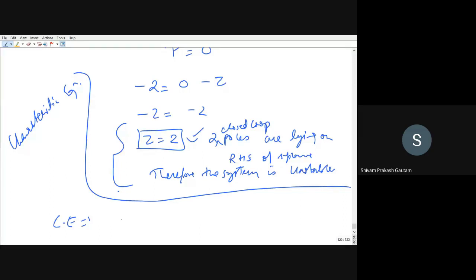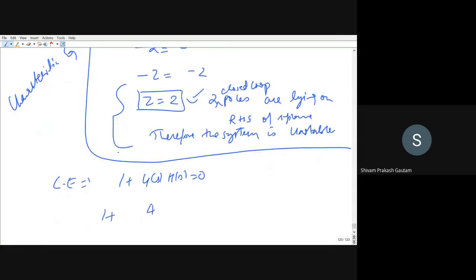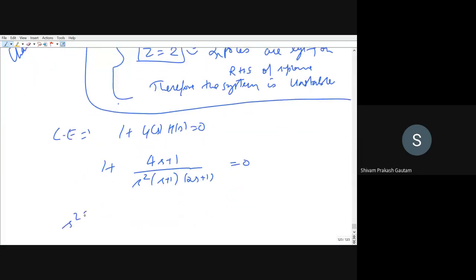So the characteristic equation, how can we calculate it? 1 plus G(s)H(s) is equal to 0. We can substitute the values here. So 1 plus (1/(s(4s+1))) times ((1)/(s^2... )) of the form 1 upon s square, s plus 1, 2s plus 1, is equal to 0. Take the LCM, so this will be s square (s plus 1)(2s plus 1) plus (4s plus 1) is equal to 0. So this is our characteristic equation.